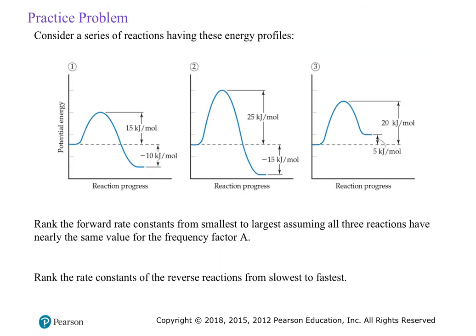So here we have 3 different reactions, and they each have their own energy profile. The first part wants us to rank the forward rate constants from smallest to largest, assuming that they all have the same frequency factor. And then we're going to rank the rate constants for the reverse reactions. So take a minute and try to do this on your own. Feel free to pause the video. Okay, so we're first going to look at the activation energy. For the first one it is 15 kilojoules per mole. For the second one, it is 25.